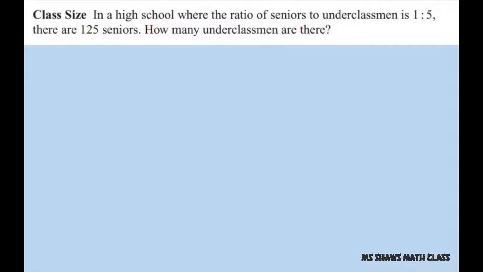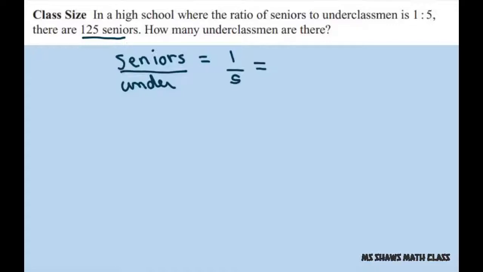Okay, the class size. In a high school where the ratio of seniors to underclassmen is 1 to 5, so seniors equals 1, and underclassmen, I'll just put under, is 5. So keep it straight here, and we know there are 125 seniors. So how many underclassmen are there?